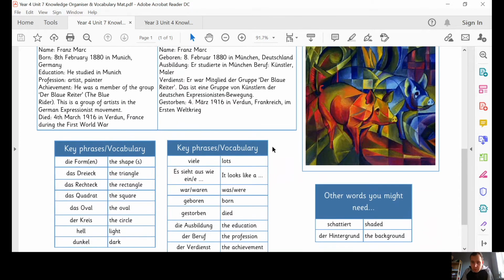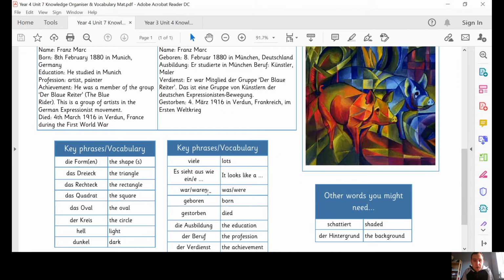Zum Beispiel, for example, you might say that where my mouse is on the screen, es sieht aus wie ein Dreieck. Okay, it looks like a triangle. Well, it's probably not quite a triangle, but it looks a bit like a triangle.